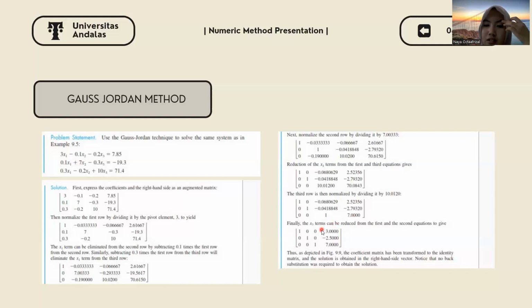After that, we can reduce from the first and the second equation to give 1, 0, 0, 0, 1, 0, 0, 0, 1. So this is the result. So x1 is 3, x2 is minus 2.5, then x3 is 7. So we get the same result from the Gauss-Jordan and the Gauss elimination.